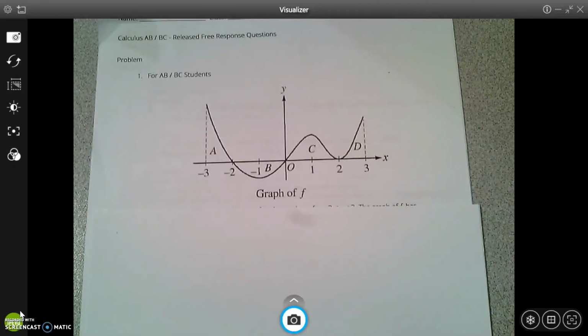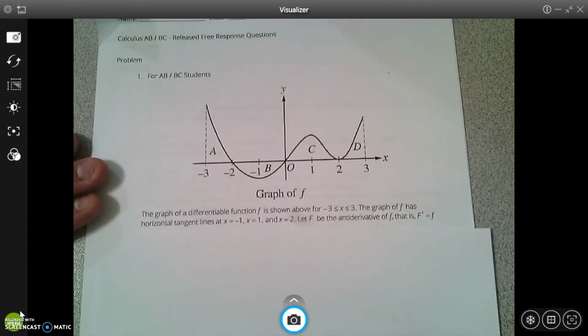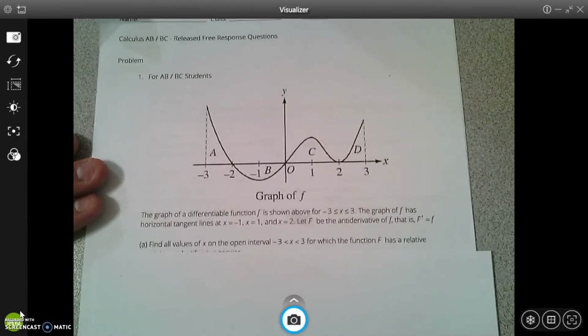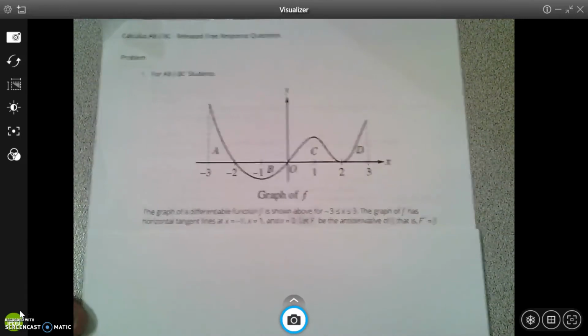All right, here we go. We're going to look at another free response question that has been released for you to get ready for the upcoming semester exams. This question showed up on the last 2 years worth of exams. Let's see what we can do with this.